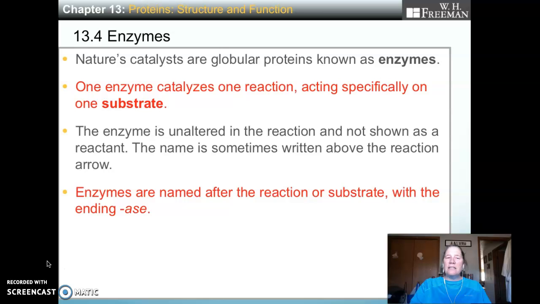Enzymes are named after whatever they react with, or whatever their substrate is, and they end in ase. So like maltase reacts with malt sugar, which is maltose. Lactase reacts with lactose, which is milk sugar. Some people are lactose intolerant. It means they're missing the enzyme lactase and they can't break it down, so they have issues because of it. And then there's some enzymes that have common names. I don't know if you know a lot of enzymes, but if you see that it ends in ase, you know that it's an enzyme.